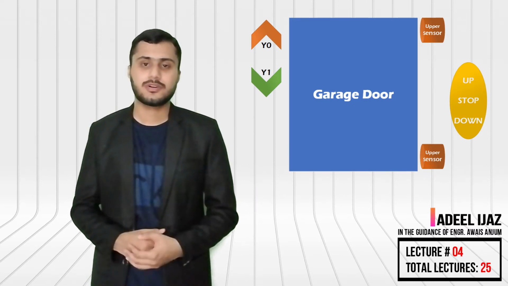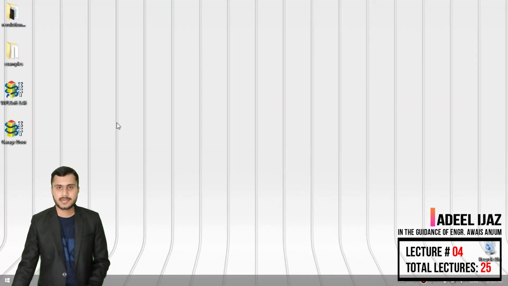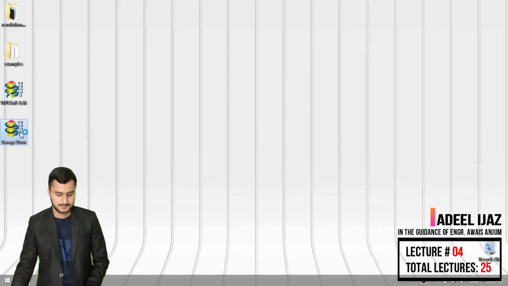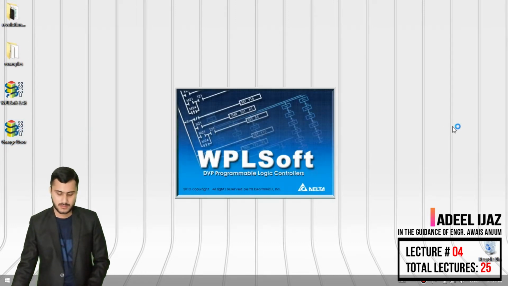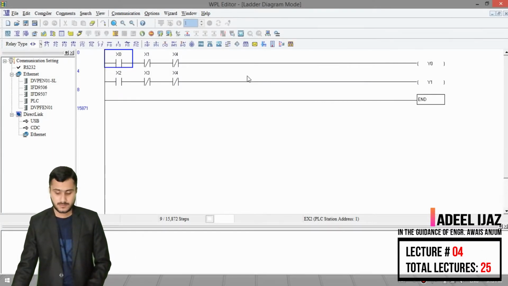So let's have a look at the program itself. Here I have already created my example, which is named garage door. First of all, I open it. Now WPL soft is opening. And now our example is loaded.